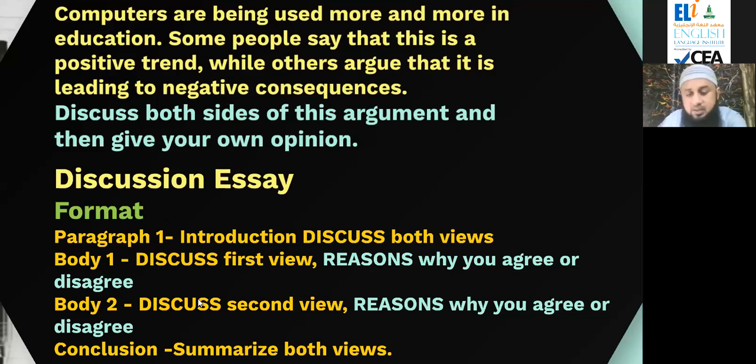So this is a discussion essay. This is how it should look. This is the format. Introduction, discussion. When you discuss the first view, you attach with it your reasons why you agree or disagree. Then you discuss the second view. In that same body paragraph, write your personal opinion or why you agree or disagree with that, and give the reasons for agreement or disagreement.